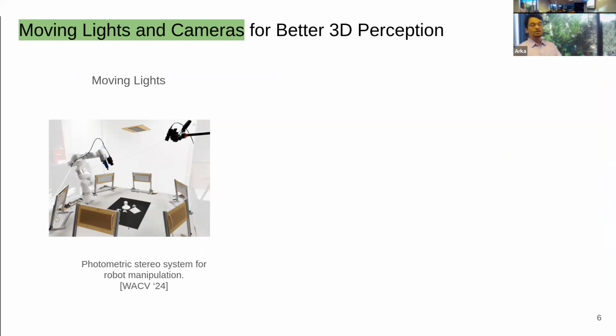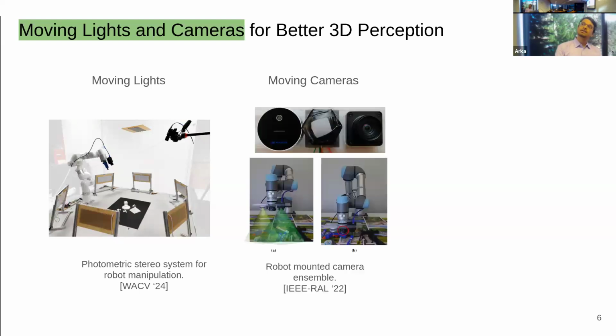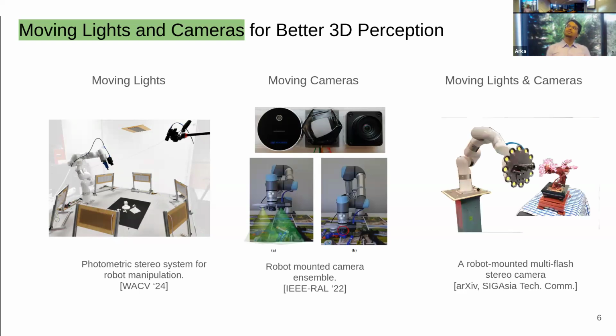We'll break this thesis down into 3 independent projects. In the first part of the talk, we will look at what can be gained by moving lights around the robot's workspace, following which we will look at what can be gained by moving cameras mounted on a robot. And finally, we'll look at a project where we moved lights and cameras together.